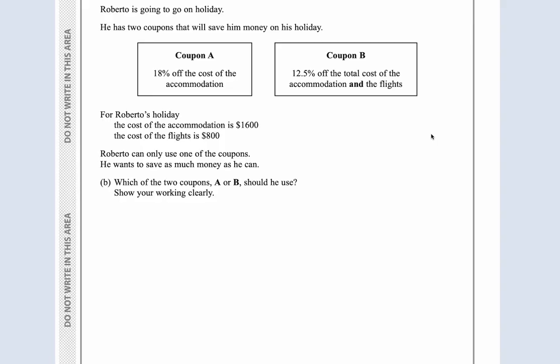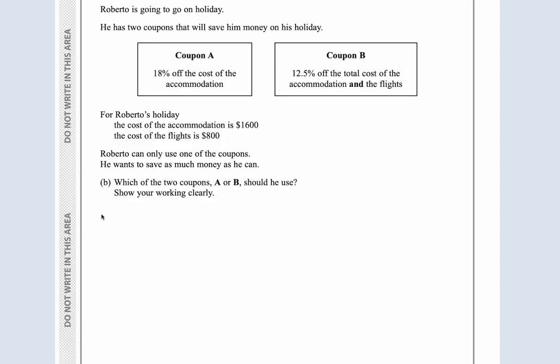Okay, Roberto is going to go on holiday. He has 2 coupons that will save him money on his holiday. Coupon A and coupon B. This is 18% off the cost of the accommodation. This is 12.5% off the cost of the accommodation and the cost of the flights, right? For his holiday, the cost of the accommodation is this, the cost of the flights is this. He can only use one of the 2 coupons. He wants to save as much as possible. Which coupon should he use?